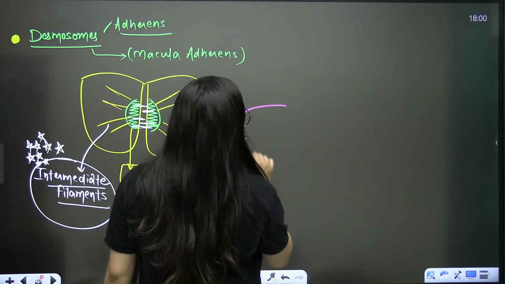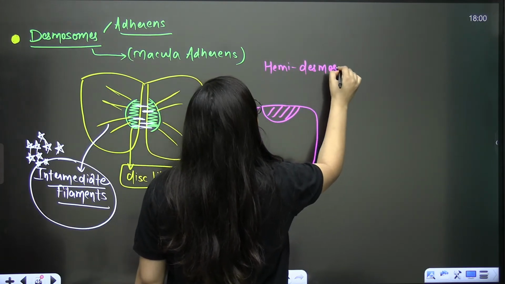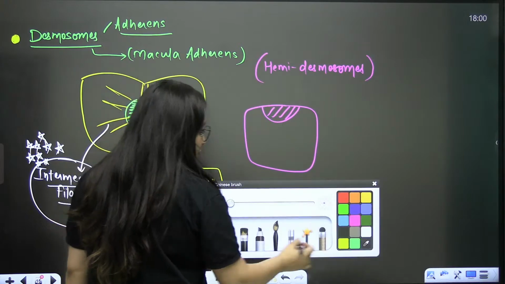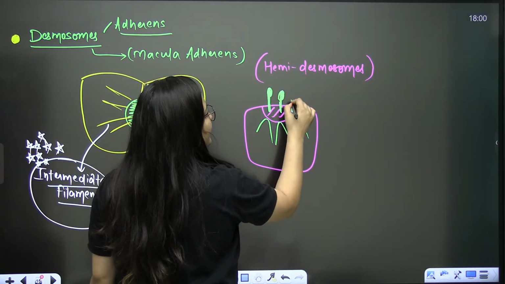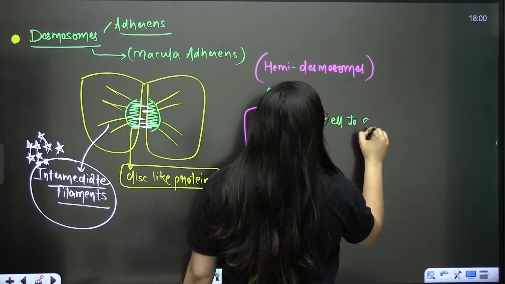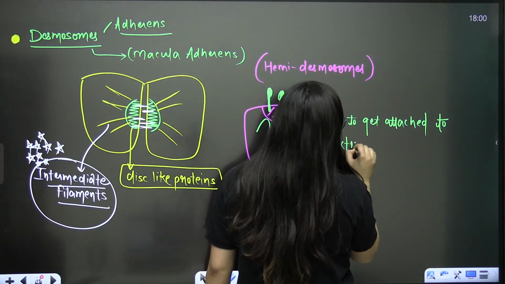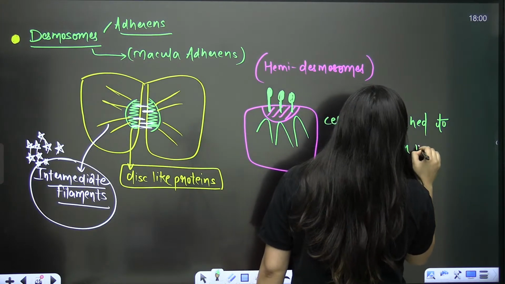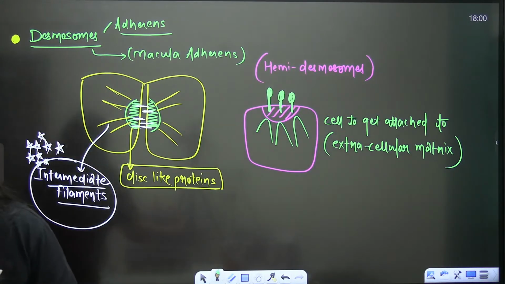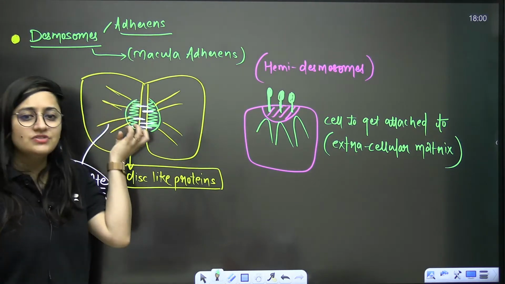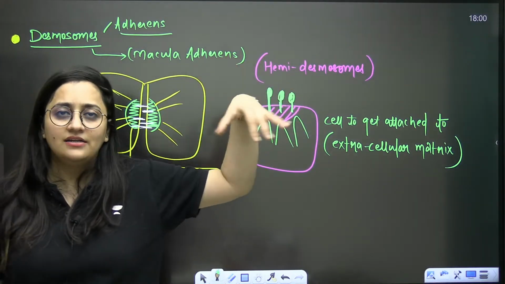Is that clear? We even have hemidesmosomes. When it comes to hemidesmosomes, they help the cell get attached to the extracellular matrix. So it will help that cell get attached to the surrounding. Obviously protein filaments are present there. Clear? So in desmosomes, two cells are connected by disc-like proteins with intermediate filaments, and hemidesmosomes help the cell get attached to the surrounding, that is, to the extracellular matrix.